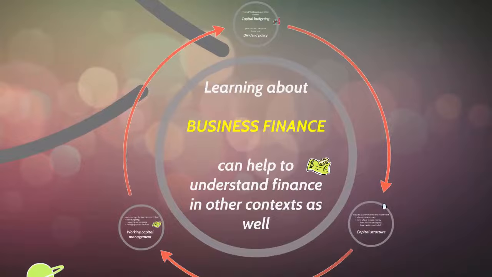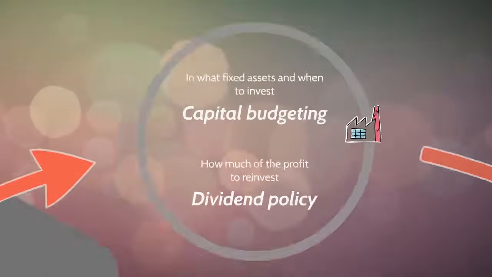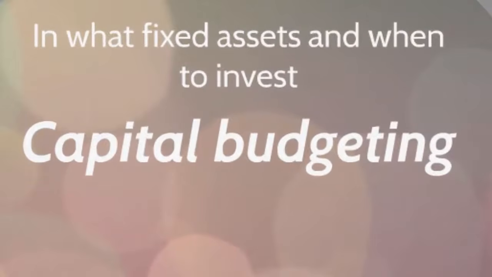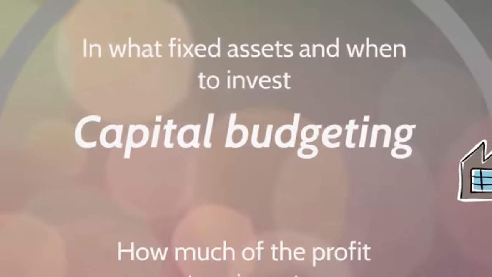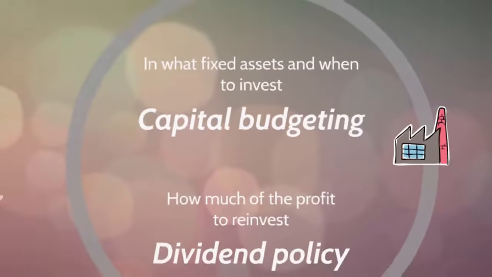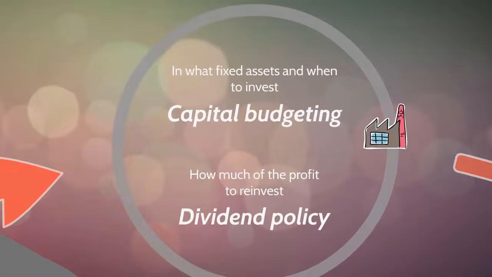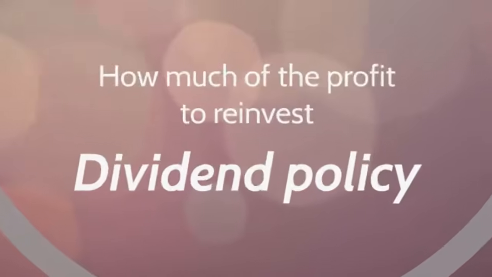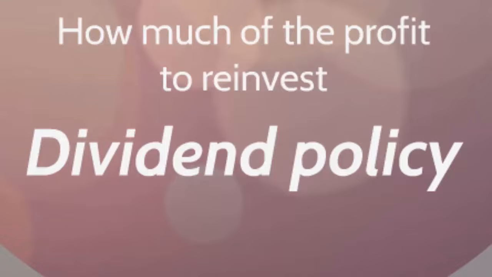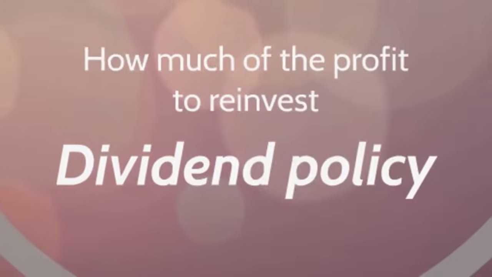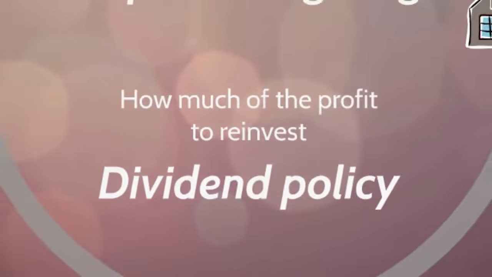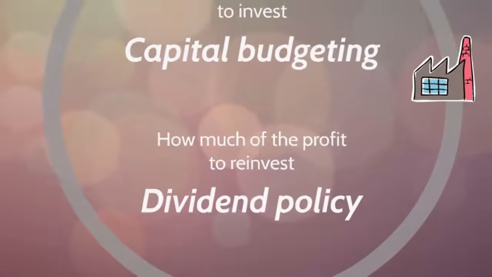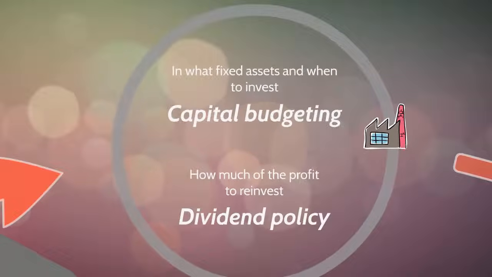So what are the areas of business finance? One is capital budgeting. Capital budgeting answers in what fixed asset and when a firm should invest. The other related area is dividend policy. When a firm makes profit, the firm will normally distribute the profit to the owners. But if the firm decides to reinvest, how much of the profit should be reinvested? So if the firm reinvests, the dividend will be lower. So these kinds of decisions are the area of dividend policy.